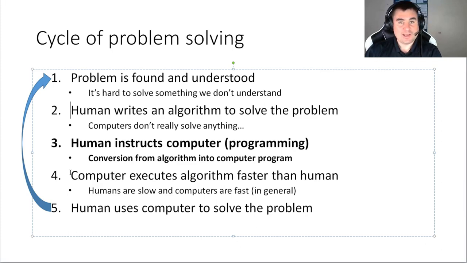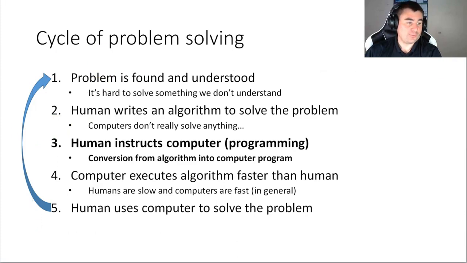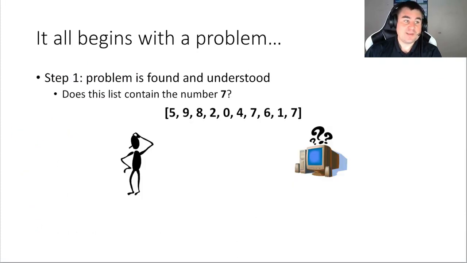So again, it's worth emphasizing that human solves the problem, but computer can do it faster once the human instructs it. And then once the human has written the program to solve a particular problem, then human just keeps using the computer so that the problem can be solved faster. And it goes on and on. New problems are found and new programs are written. So let's take this step by step.